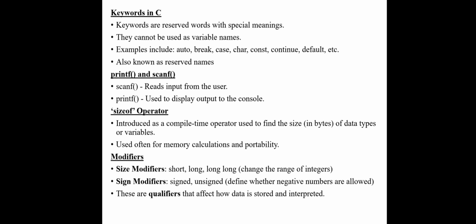For example, int, float, and char are used for declaring variable types. If, else, and switch are used for decision making. For, while, and do are used for looping. Other examples include auto, break, case, const, and continue.